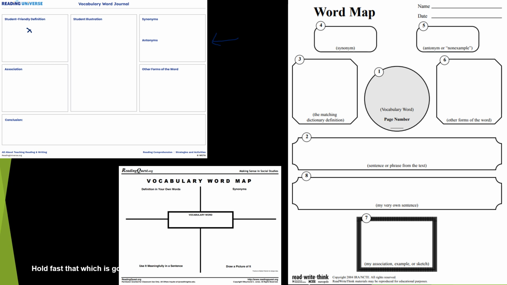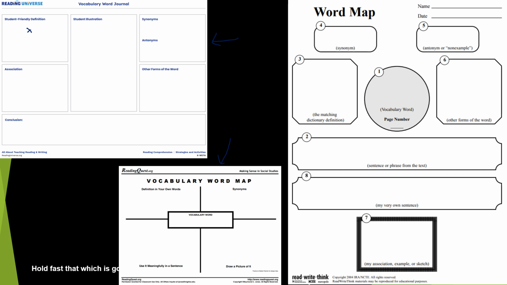We then have our associations box, so what does this word associate with? What are the links to it that they would know? An illustration that they can draw to help them remember. We then have our synonyms and our antonyms that they could potentially use as alternatives here, and then other forms of the word before our little conclusion at the bottom.